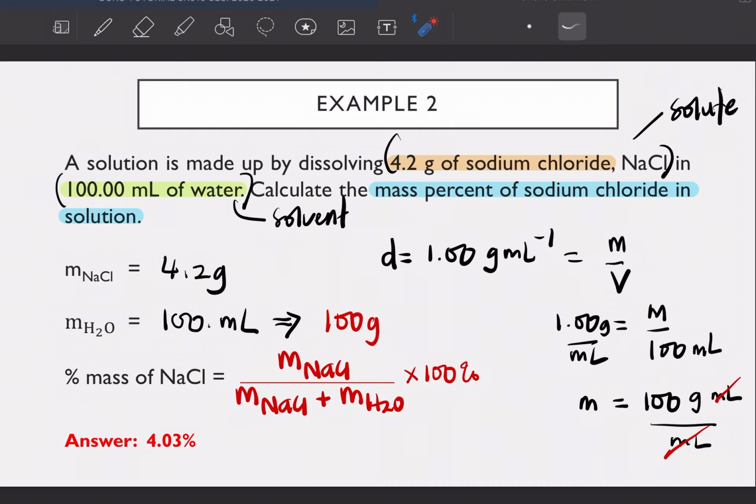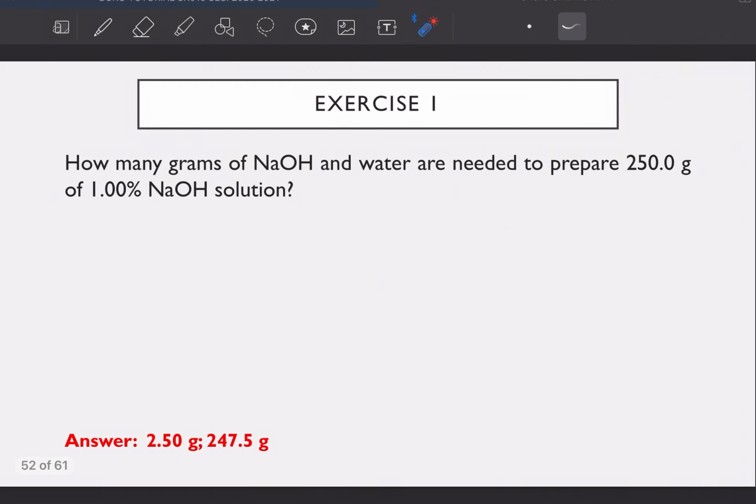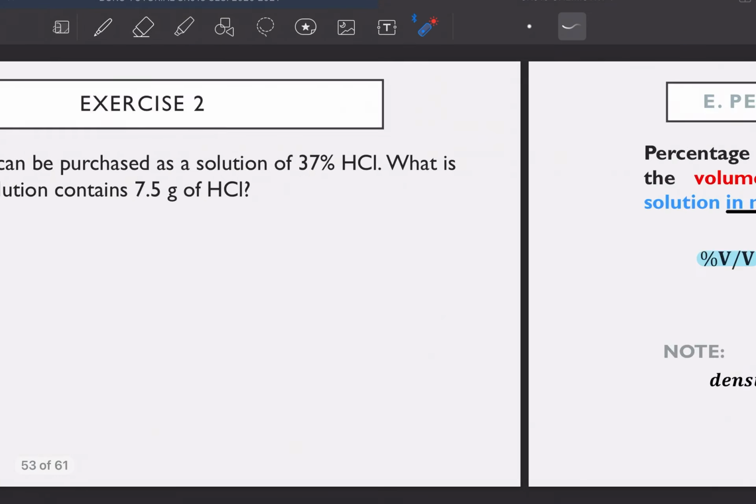Okay, and then we find the percent mass of NaCl in the solution. We just put mass of NaCl over mass of solution. Okay, add the solute with the solvent, then times 100% and we will get 4.03%. Okay, right, do this exercise on your own.